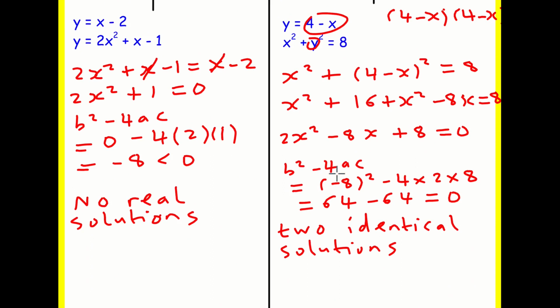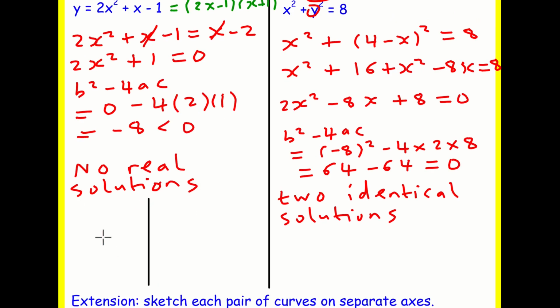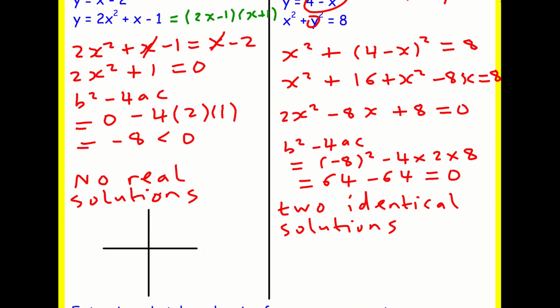Here we had no real solutions, but I'm going to try and sketch the quadratic reasonably well. So this factorizes to 2x and x plus 1 minus 1. So we get a solution of minus 1 and a solution of a half. And then we've got x minus 2, but we know that it misses the graph, so it's probably going to look a bit like this. There we have it, there's our sketch.